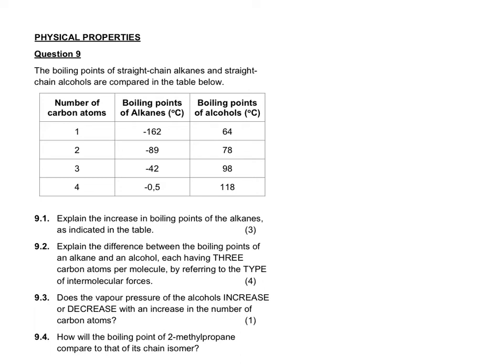Right, so now we're going to look at question 9 of the physical properties worksheet. What we have here are the boiling points of straight chain alkanes and straight chain alcohols, and they are compared to each other. Here we're going to be comparing functional groups, because we have alkanes and alcohols, and we can compare the number of carbons in the longest chain.